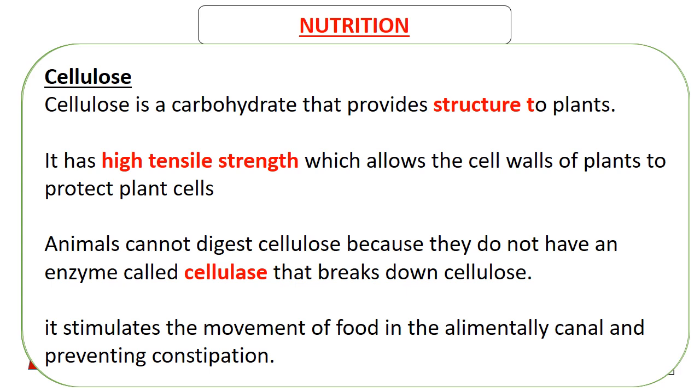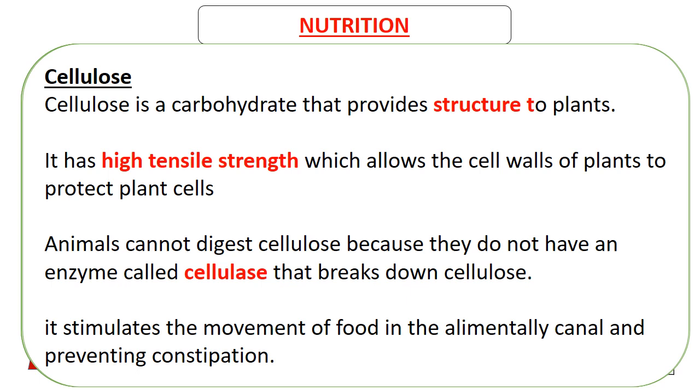Finally, cellulose. Cellulose is a carbohydrate that provides structure to plants. Remember, cell walls are made of cellulose. And what makes a plant look firm is cellulose. So what makes cellulose suitable for this? It has high tensile strength, which allows it to protect plant cells. High tensile strength means it is not easily stretched or broken.